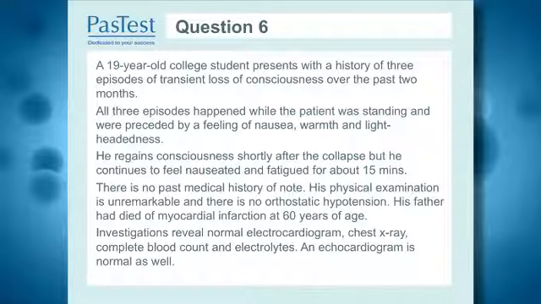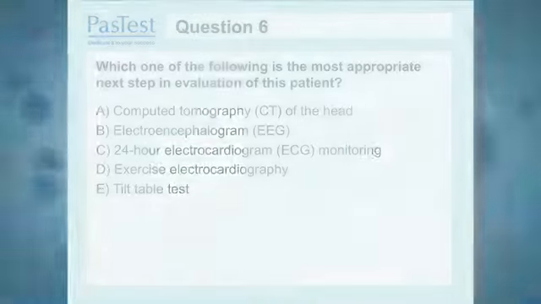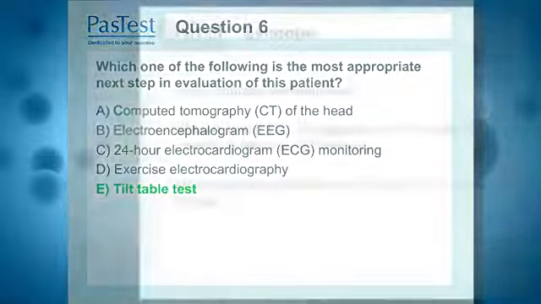Investigations reveal normal electrocardiogram, chest radiograph, complete blood count and electrolytes. An echocardiogram is also reported as normal. Which of the following is the most appropriate next step in the evaluation of this patient? I'll just give you a moment to consider the options. If you went for answer E, tilt table test, you'd be correct.